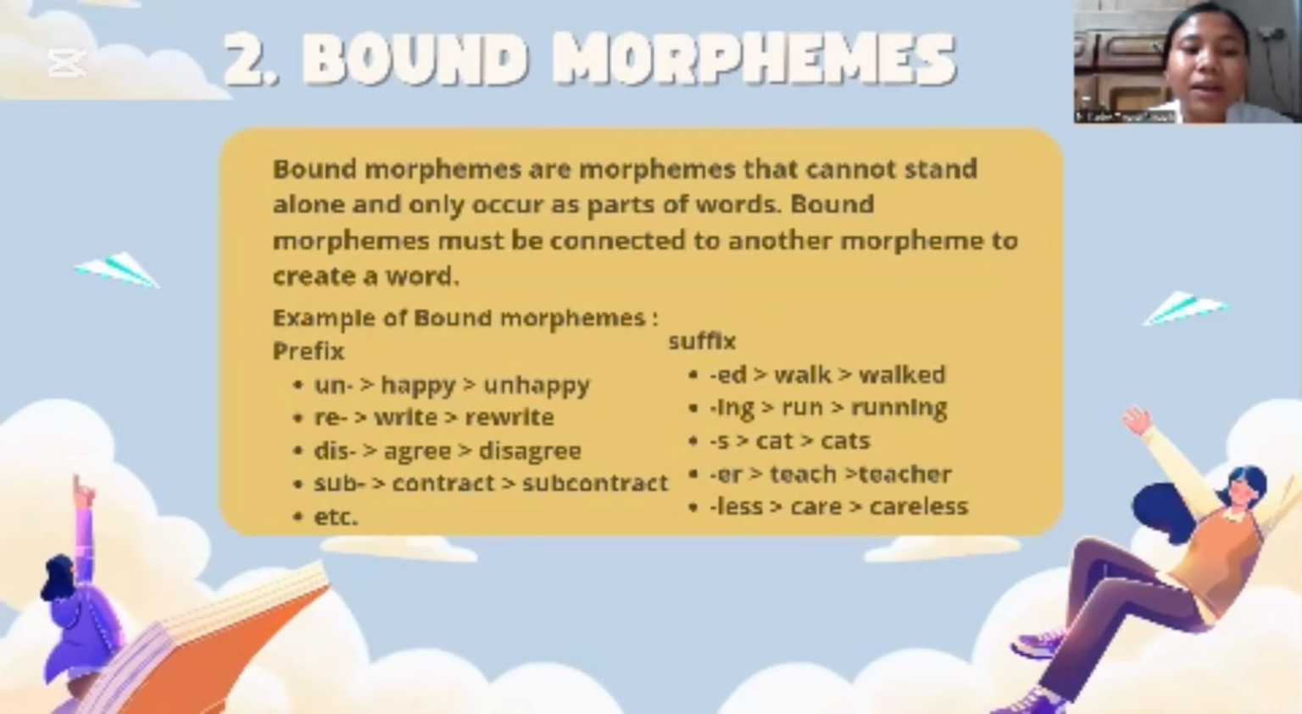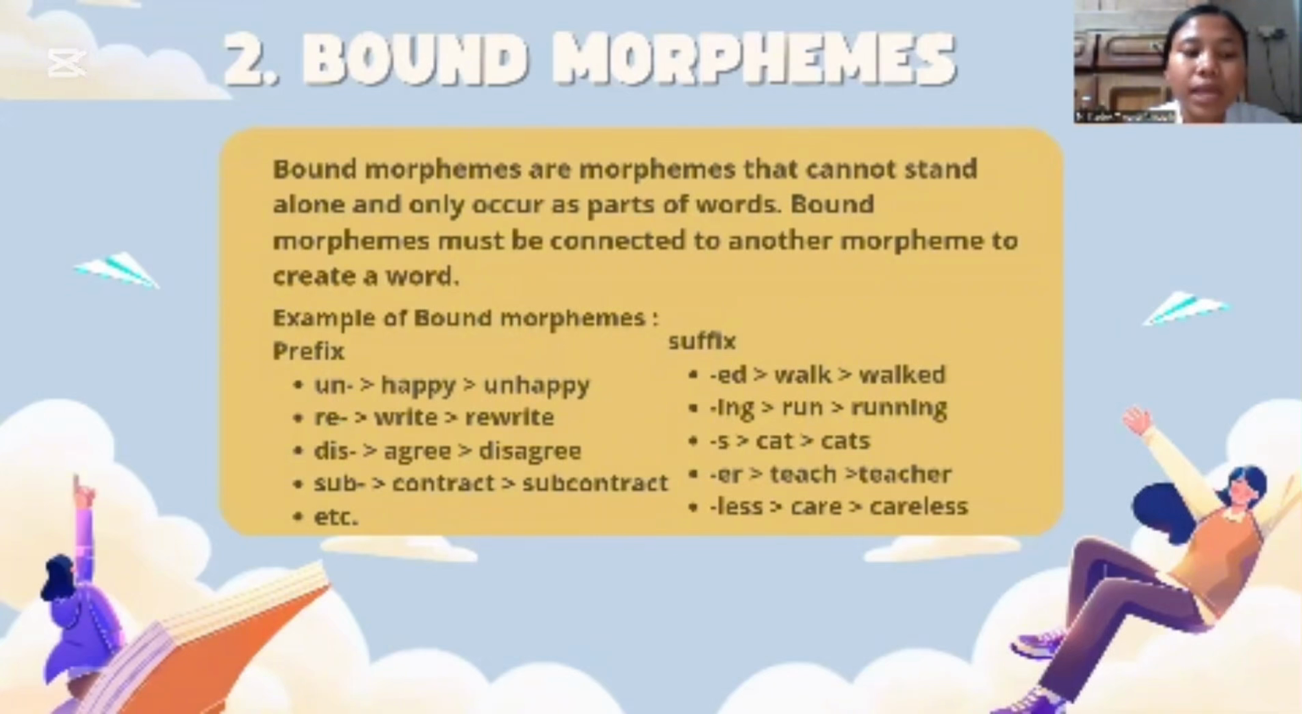Bound morphemes generally function to provide additional meaning or change the form of a word, such as adding or changing a word category. You can read on the screen and the PPT the examples of the bound morphemes. There are a prefix and a suffix.